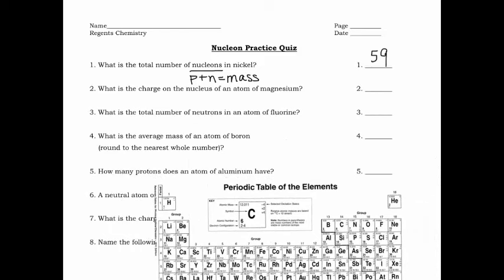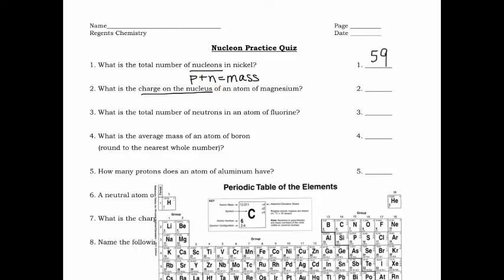All right, next question. What is the charge on the nucleus of an atom of magnesium? The charge on the nucleus means which particles have a charge in the nucleus and what would that total magnitude be. So we just said in the last question that the things in the nucleus are the protons and the neutrons. Protons have a positive charge. Neutrons have no charge. They have mass but no charge.